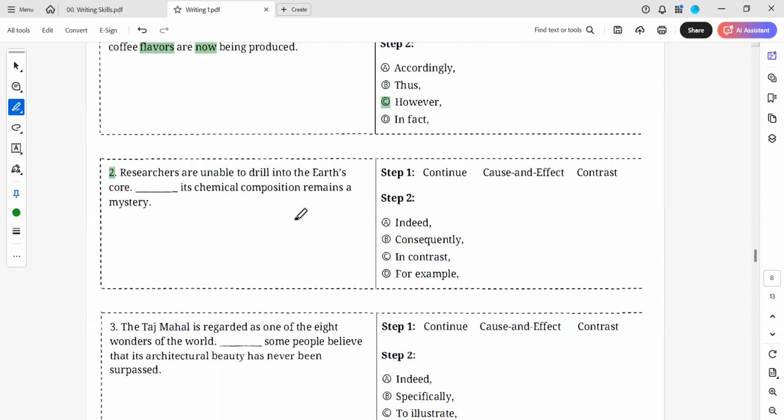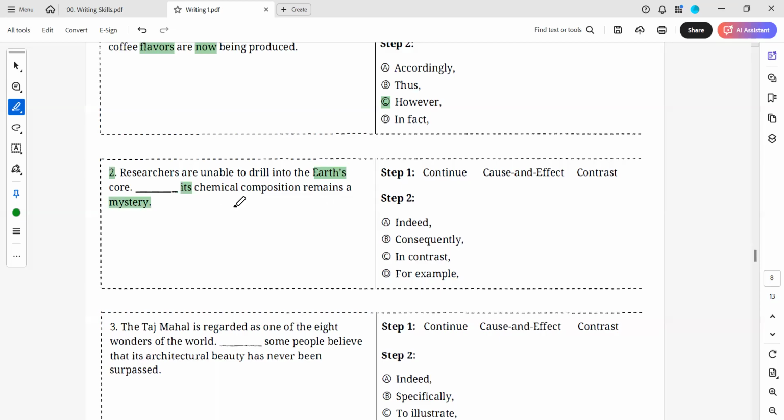Okay, time's up with that question. If we're going to check, what do we have here? The first sentence, they said the researchers are unable to drill into the Earth's core. Guys, if that relationship is continue, that means in the following sentence, they'll be talking about researchers that they're still unable to drill into the Earth's core. Are they still addressing researchers in the second sentence, in the containing sentence? Actually, no, they're not. In the containing sentence, they said its chemical composition remains a mystery. They're talking about what?